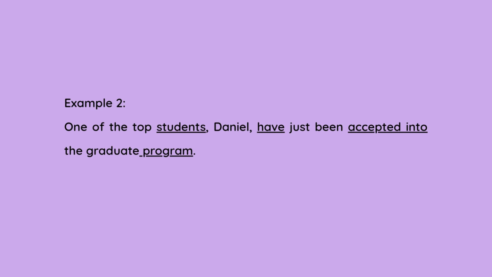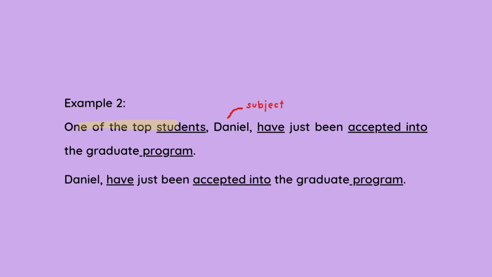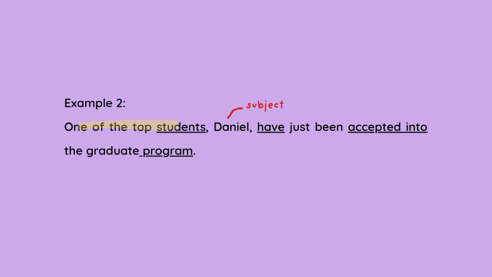Look at example 2. In this example, the appositive appears before the subject. The appositive gives more information about Daniel. If you remove the appositive, the sentence still makes sense. However, you should remember that the verb must agree with the subject, not the appositive. So, even though you see the plural students, it is not the subject. Daniel is the subject. So, the error in this sentence is have, because Daniel is singular, so the verb must be singular. So, the correct sentence should be, one of the top students, Daniel, has just been accepted into the graduate program.